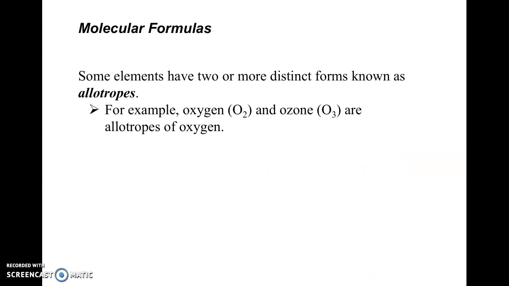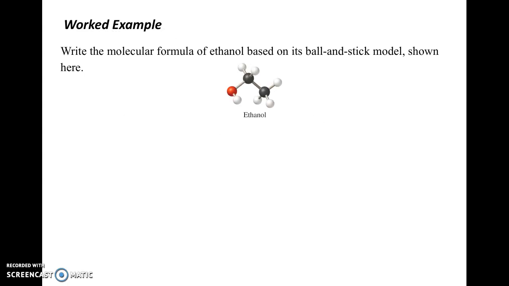All right, the other thing you should know as far as definitions is that some elements have two or more distinct forms, and these are called allotropes. And the example given here is oxygen and ozone. Oxygen is two oxygen atoms together, whereas ozone is three. And so those are allotropes of oxygen because they are naturally occurring forms of the oxygen element.